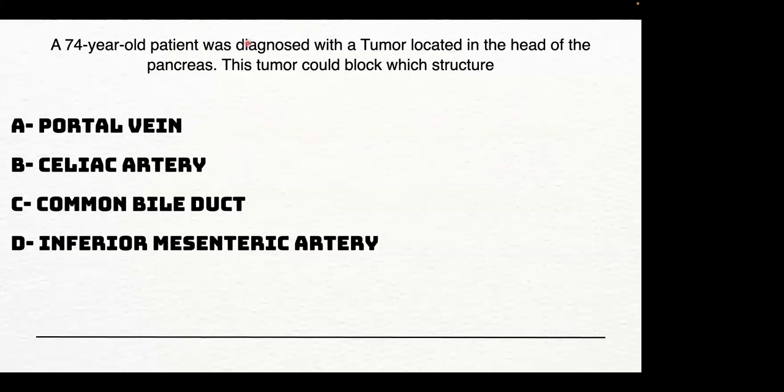Okay, let's take this one. Let me open the chat. A 74-year-old patient was diagnosed with a tumor located in the head of the pancreas. This tumor could block which structure? The chat just disappeared. Let me check. So everyone's saying C. Perfect. That is the right answer.